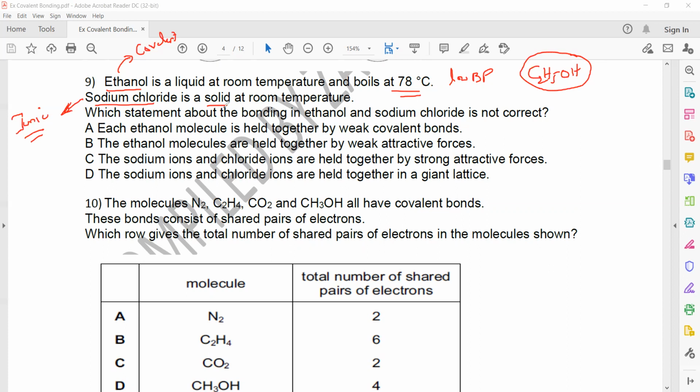So when we check the options, which statement about the bonding in ethanol and sodium chloride is not correct? Each ethanol molecule is held together by weak covalent bonds. There is a covalent bond within the molecule, but between the molecules there is no covalent bond. Like this is one molecule of ethanol, and this is another molecule of ethanol, C2H5OH. So between the molecules there is attraction, but that is not a covalent bond. This is a weak attraction, not a covalent bond.